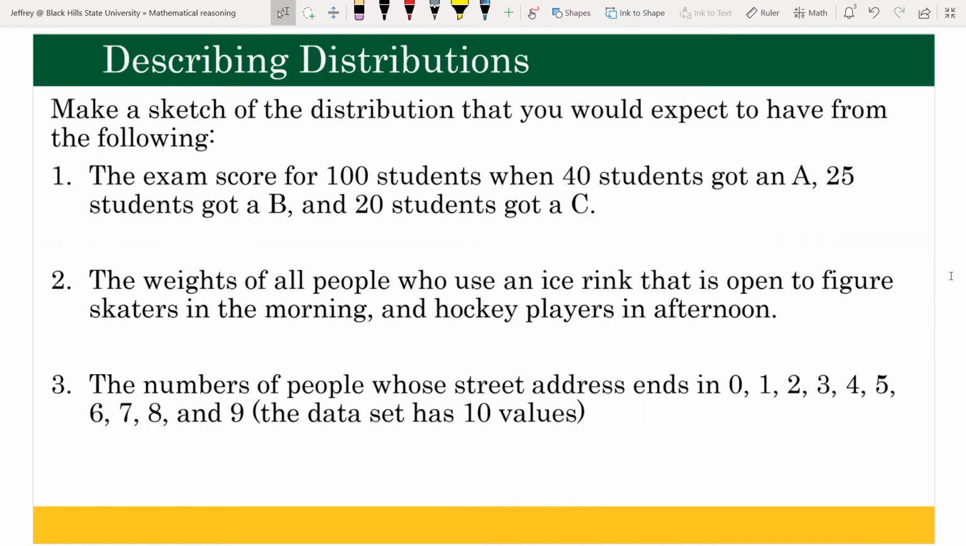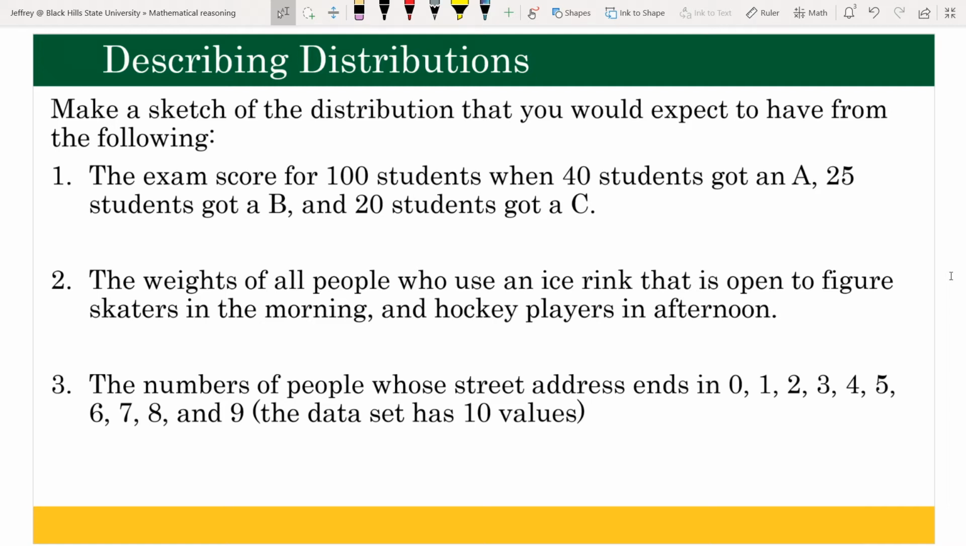So in this example, we can make a sketch of the distribution that we would expect to have from the following. The first one has exam scores for 100 students, where 4 students got an A, 25 students got a B, 20 students got a C, and I think those are the only scores we have to work with.